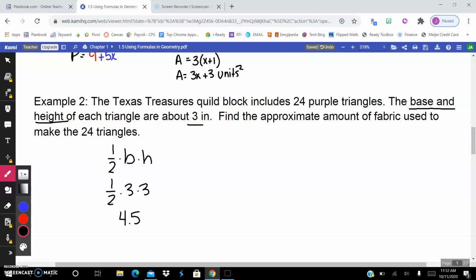So the area of one triangle is 4.5, and we have 24 of those. So we have to multiply that by 24, and we get an answer of 108, and this was in inches, and area gets squared.